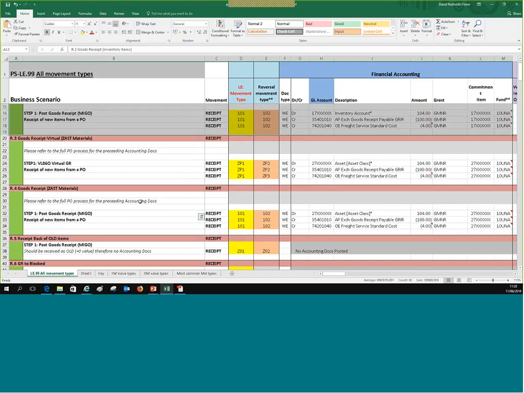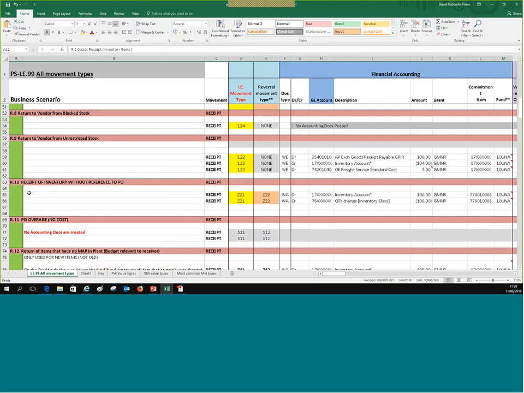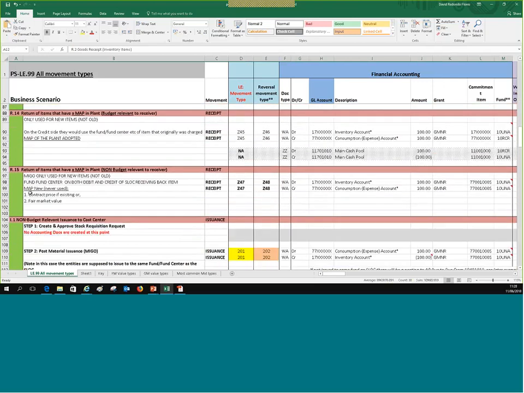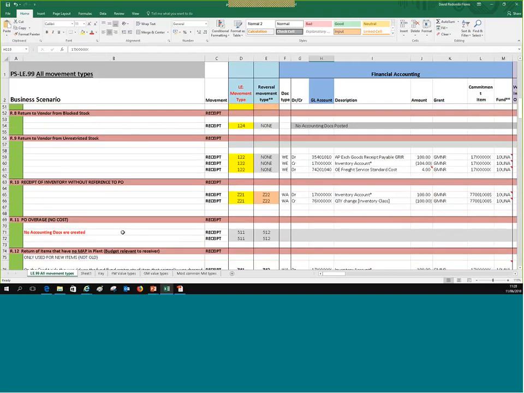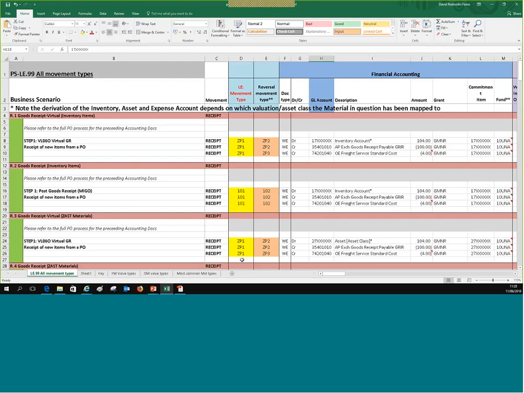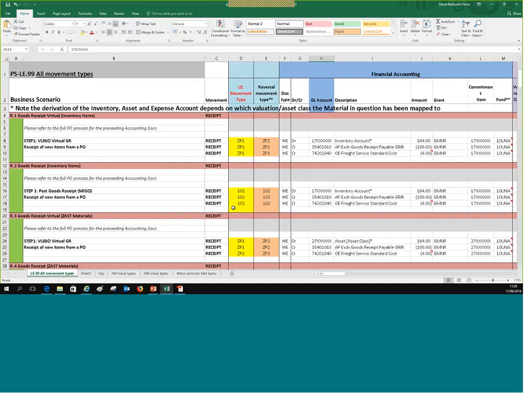But if we have a good issue, for instance, you can find a good issue from inventory, the normal one, non-budget relevant good issue to cost center. This will be the standard one when we are issuing out materials to the same cost center that was acquiring them. And here is the accounting: debit to the expense account and credit to the inventory account. So here in this Excel, you have all the posting that you can get from MIGO, so from inventory transactions. Right?